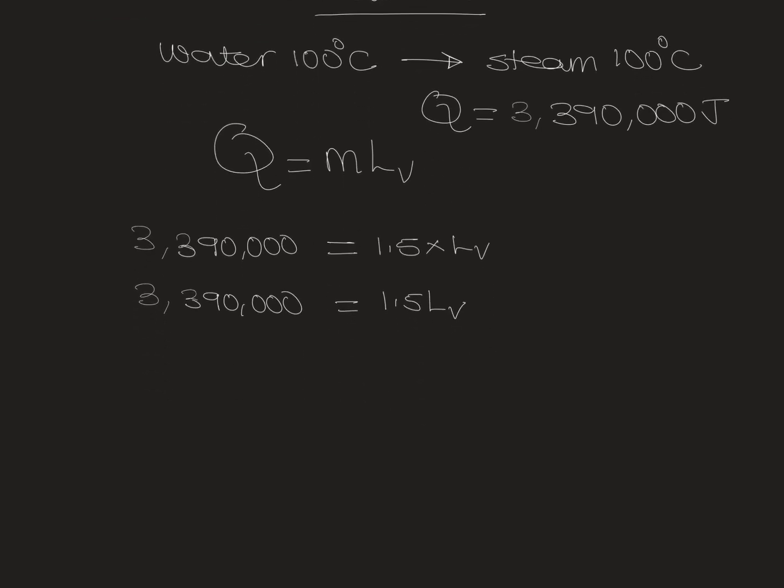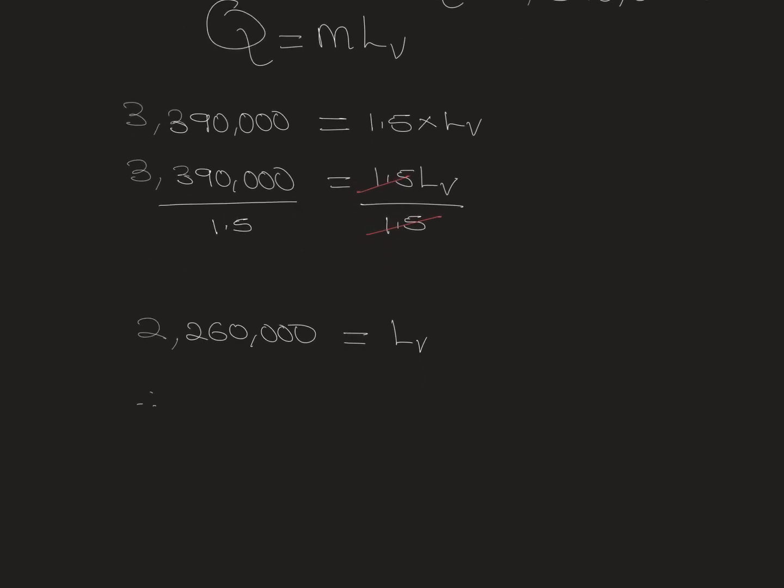So to find the specific latent heat of vaporization, we divide both sides by 1.5. This will cancel this. 3,390,000 divided by 1.5 is 2,260,000. So this is equal to LV. Therefore, we can say that the specific latent heat of vaporization of water is equal to 2,260,000 joules per kilogram. So what does that mean?